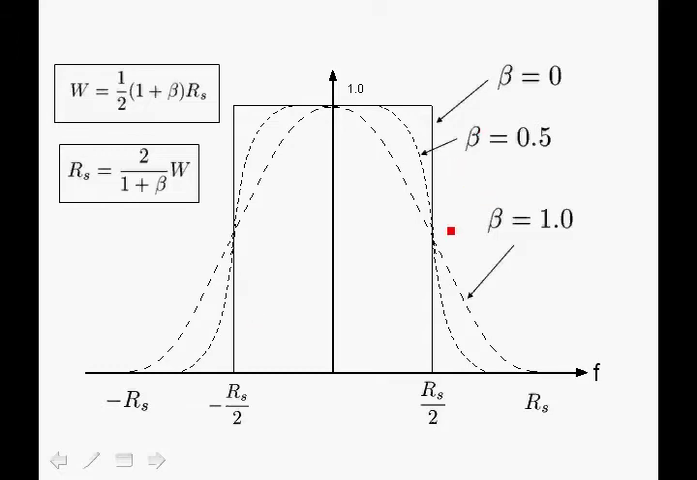Beta is called the roll-off factor. Also, it controls the excess bandwidth. So for example, for beta equals 1, we have 100% excess bandwidth. In the case of beta equals a half, we have 50% excess bandwidth. And the case where we have a rectangular pulse, of course, we have 0 excess bandwidth.